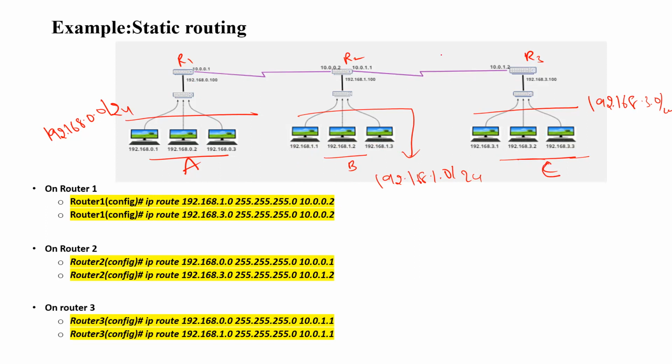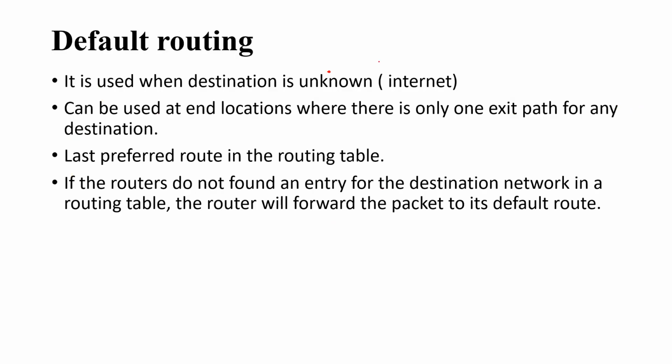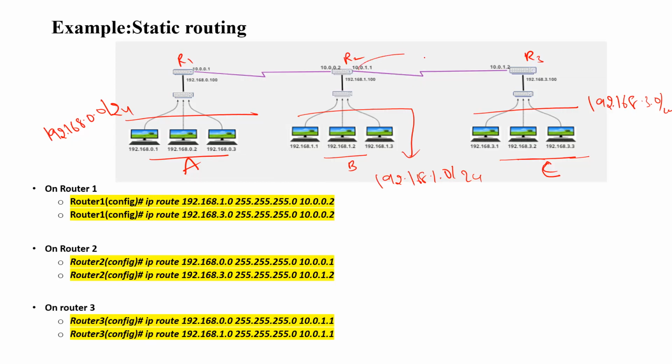Now if you want to reach computer C, what is the subnet? If you want to come here, it is not directly connected. We have some router in between. So first we have to reach here. From here, again, it will come like this. It will come to this place. So let's see that happen.